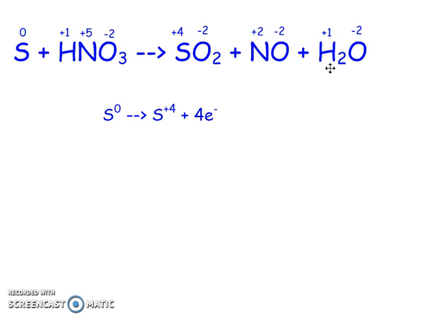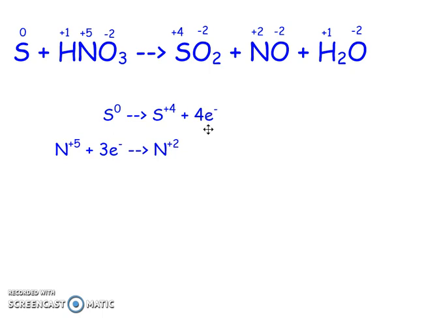Hydrogen, +1, +1 isn't changing. The nitrogen goes from +5 to +2. So I have N +5 forming N +2, and the 3 electrons are going to be on the reactant side. Now, here I have my 2 half reactions. Let me line them up so that the arrows are together.